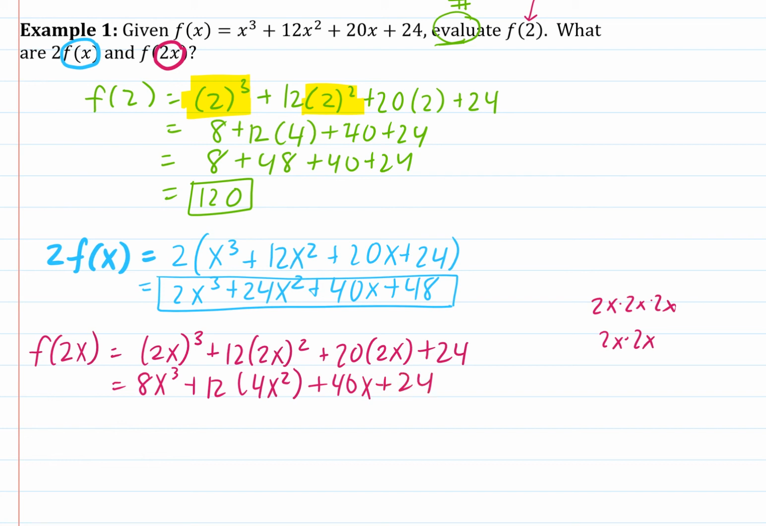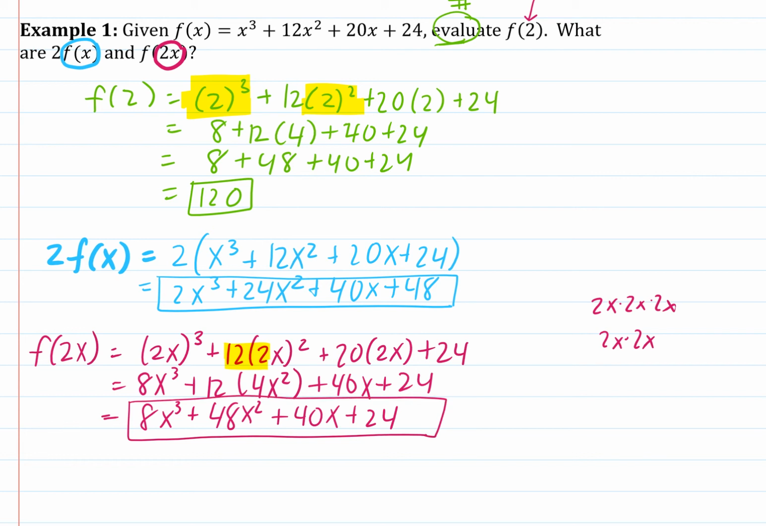Make sure you're following order of operations. If you first multiplied the 12 and the 2 and then squared it, 12 times 2 is 24. 24 squared is a number much bigger than 48x squared, which is the term we'll get there. And then we'll finish simplifying. Notice that when I substitute in an expression, the result is another expression.